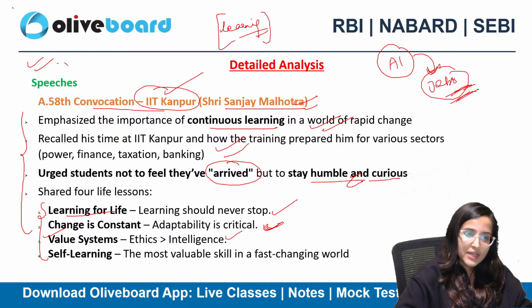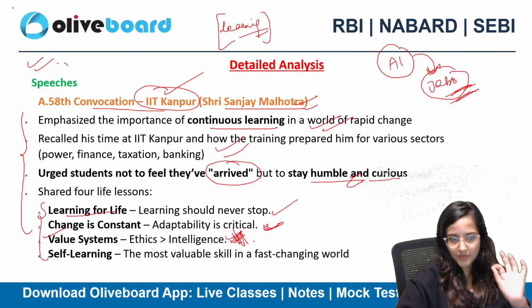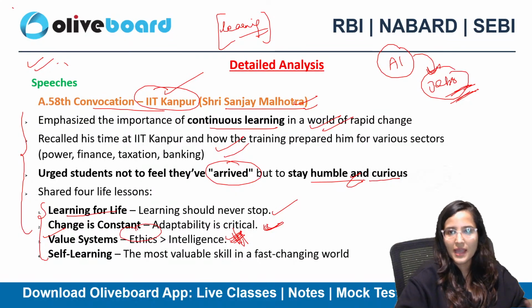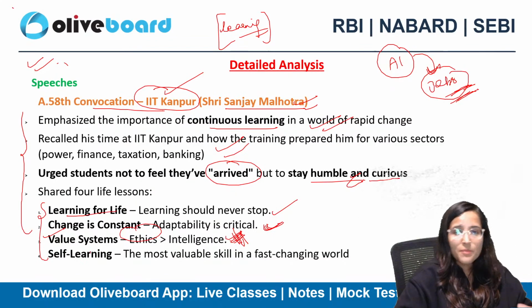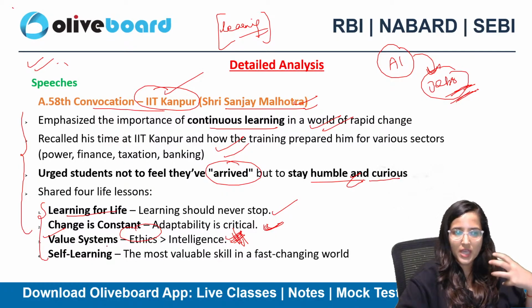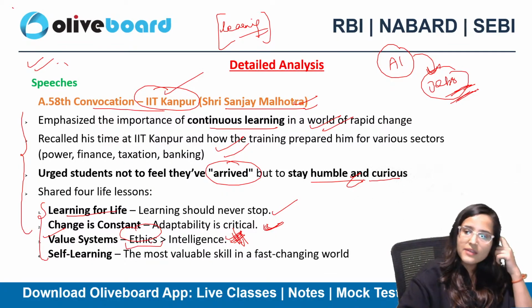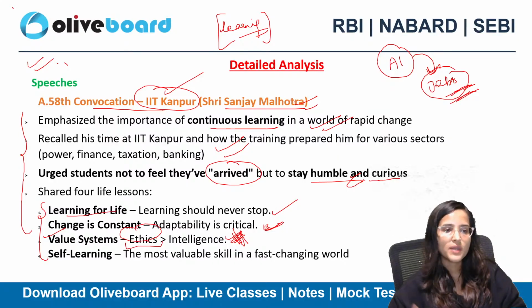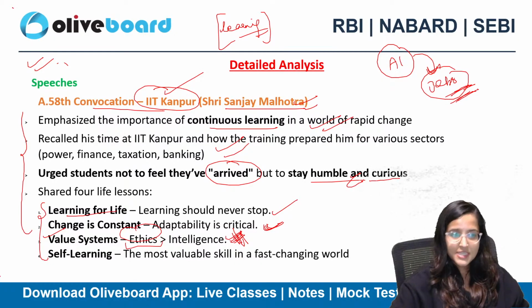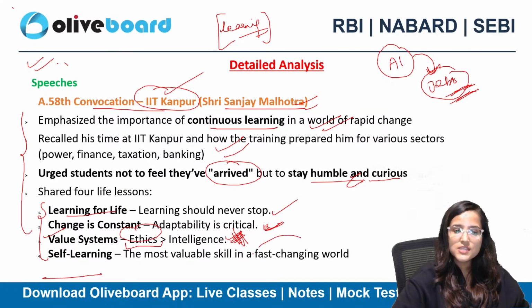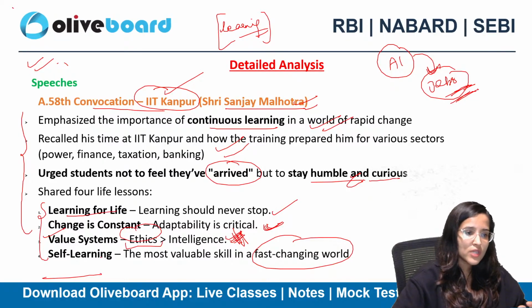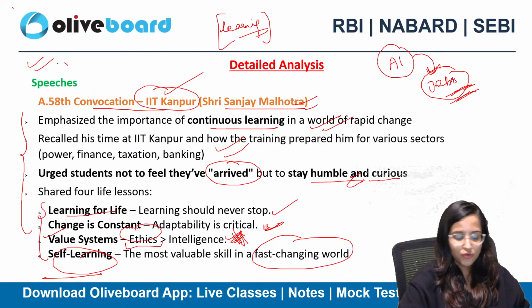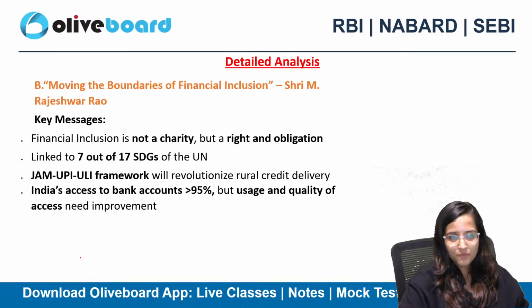Ethics are more than intelligence, and that is what is going to keep you unique in today's era, because ethics, we know, are declining, values are declining, value systems are declining. Somebody who has a good value system, who has good ethics, is going to let this world be a positive place to live in, basically. Self learning is the most valuable skill in this fast changing world, is that you have to keep learning. Not everybody is going to spoon feed you. You have to keep learning on your own, right?